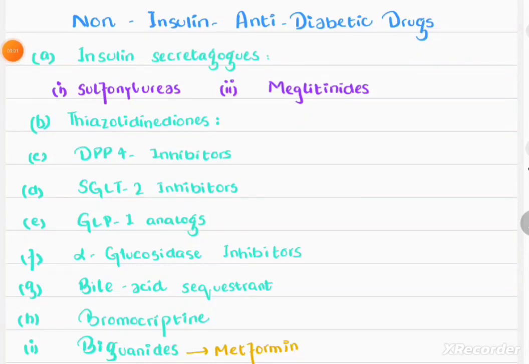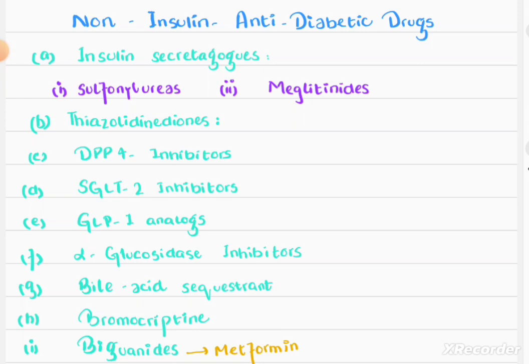So, in the non-insulin antidiabetic drugs, we have these nine classes of drugs that are used for the treatment of diabetes and type 2 diabetes mellitus. And in these, we have insulin secretagogues, which is the first class. It is subdivided into two further classes, sulfonylureas and meglitinides. And as the name indicates, these are the drugs that increase the secretion of insulin from the pancreas.